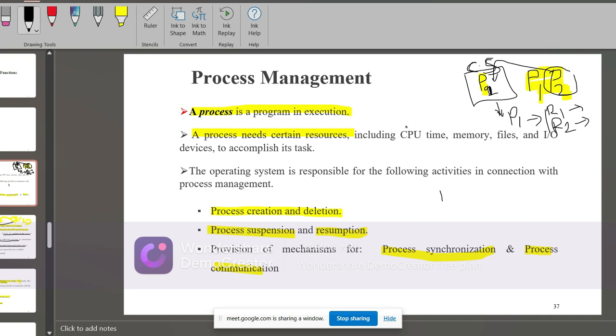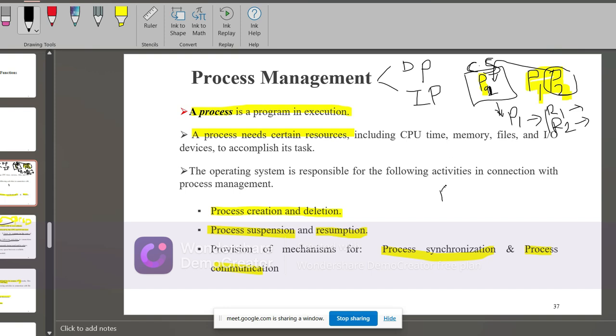Basically, a process is of two types. One is the dependent process, and the second is the independent process. If the resources are not common, or nothing is common between two processes, that is the independent process, and it can execute independently without any communication.